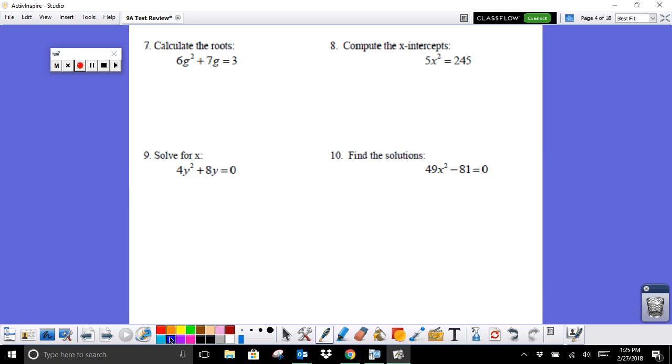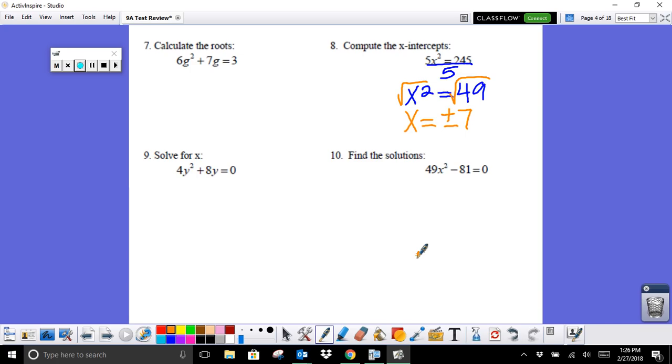So what I would do here is divide both sides by 5. So I have x squared equals 49. I'm still trying to find x, so I have to remove the square, which means I need to take the square root. Here's the part that a lot of people miss on this. The square root of 49, yes, is positive 7, but it is also negative 7. You have two solutions, okay?